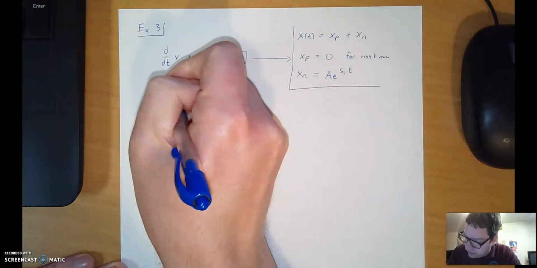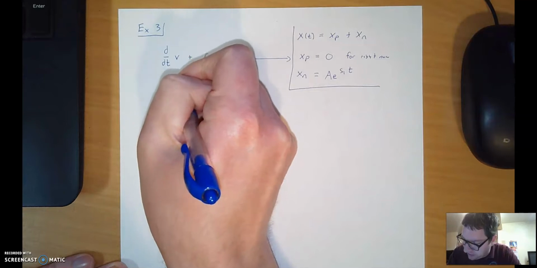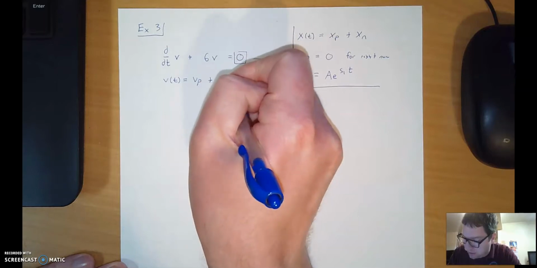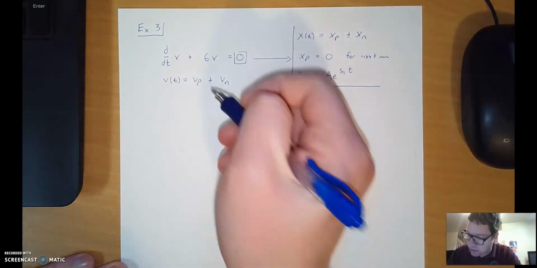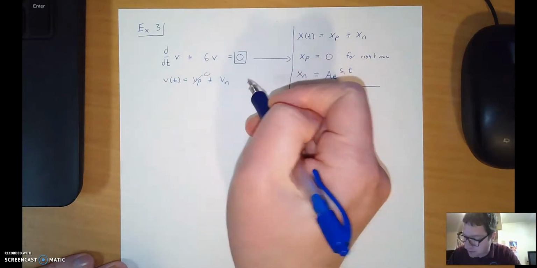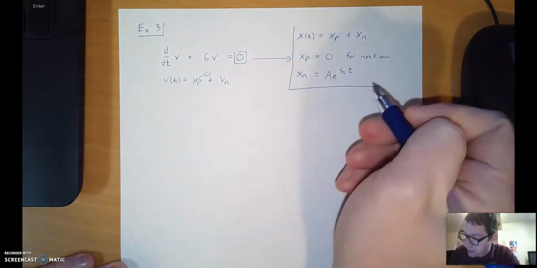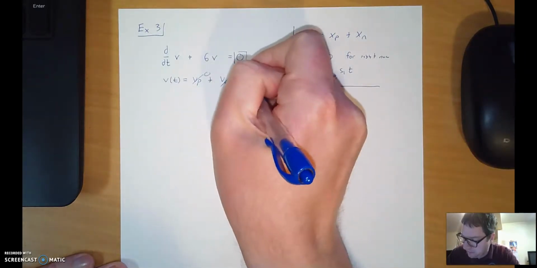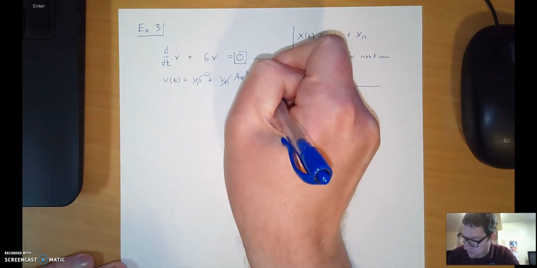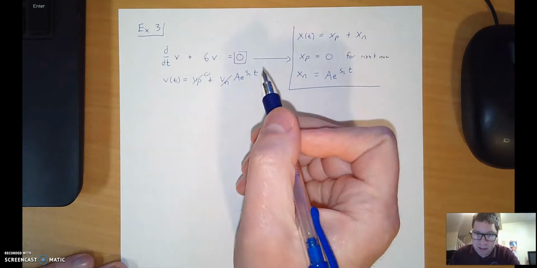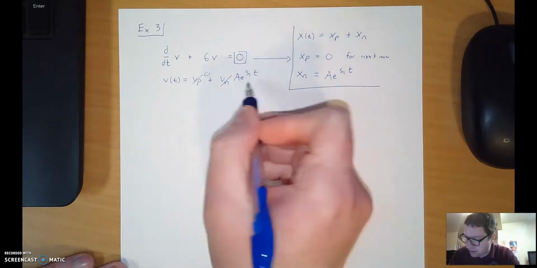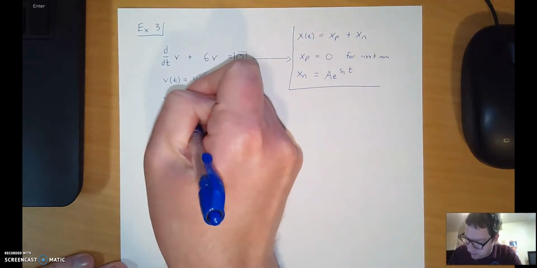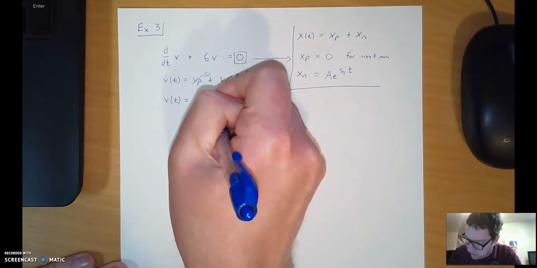We're going to rewrite this in terms of v of t. So v of t is going to be v particular plus v natural. We know that our particular response is 0 because our right-hand side is 0. And we know that our natural response is going to take the form of a e to the s1 t because it is a first-order linear differential equation. Basically, all your circuits that have a single capacitor or a single inductor will be first-order linear. So we'll just rewrite that: v of t equals a e to the s1 t.